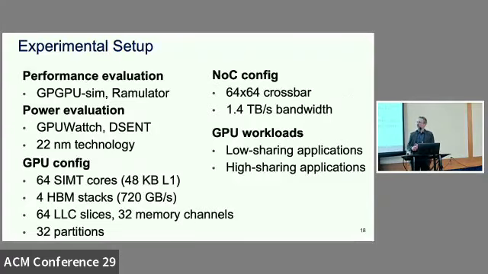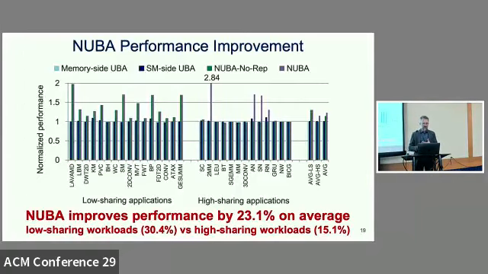So let's go to some results. We are considering 64 SMs, 64 LLC slices organized in 32 partitions, and 32 memory channels accessing 4 HBM stacks. For the baseline results, we assume a 1.4 terabyte per second interconnection bandwidth. In terms of performance, NUBA leads to a significant performance improvement compared to UBA.